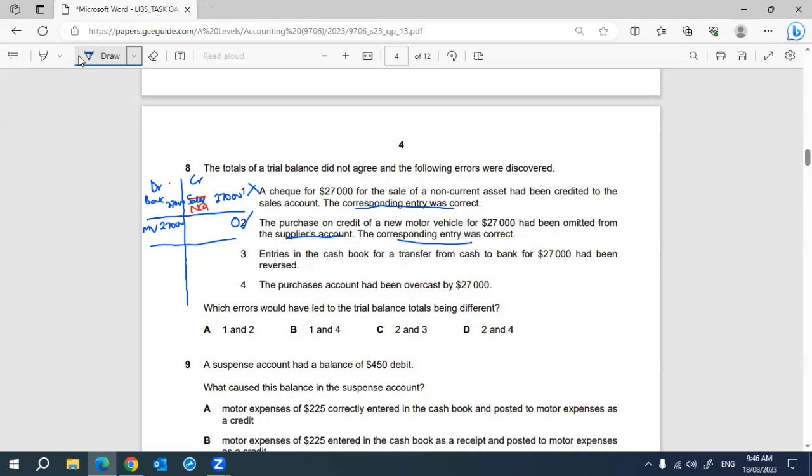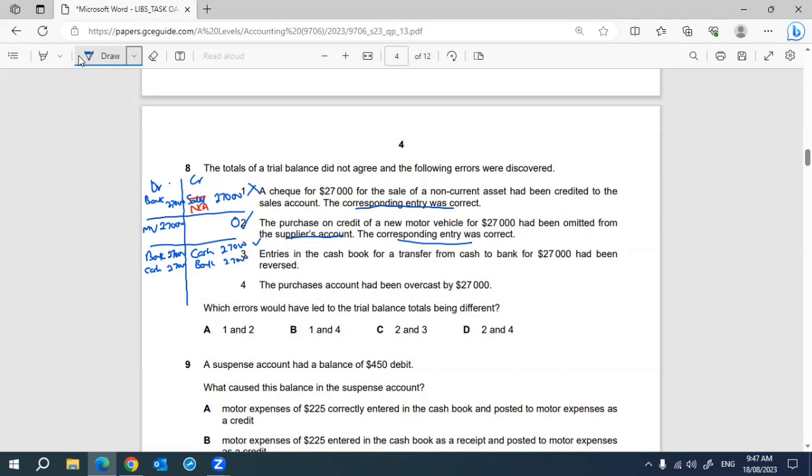Okay, so the correct double entry should have been: we need to debit bank 27,000 and credit cash. But what we did was, we did the opposite. We debited cash and credited bank.